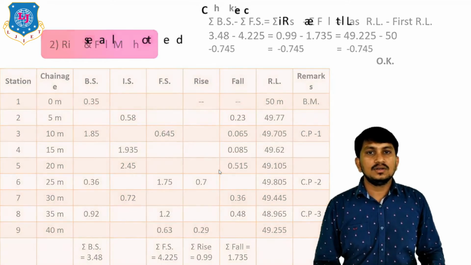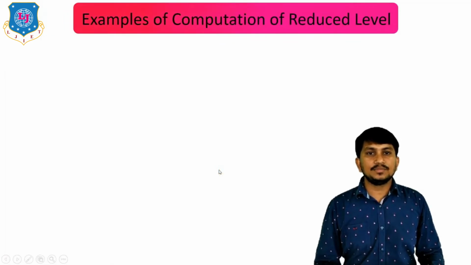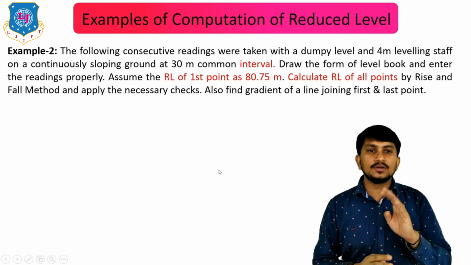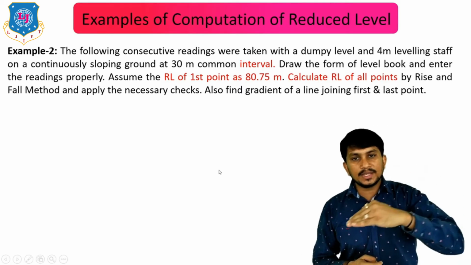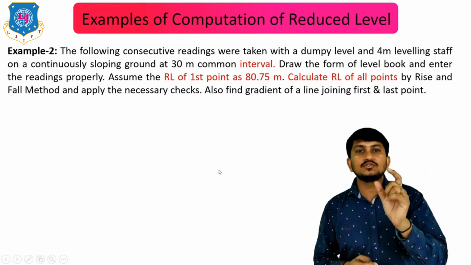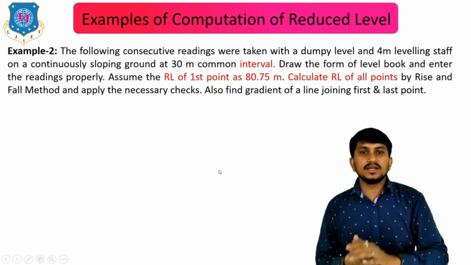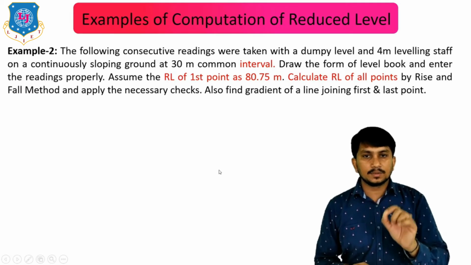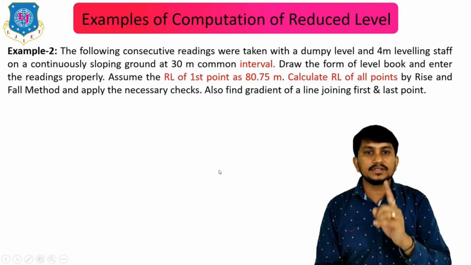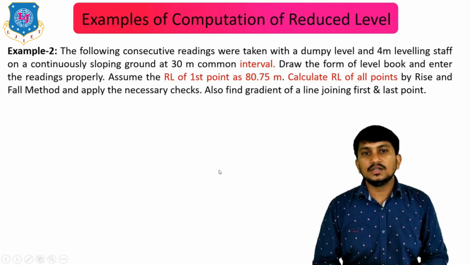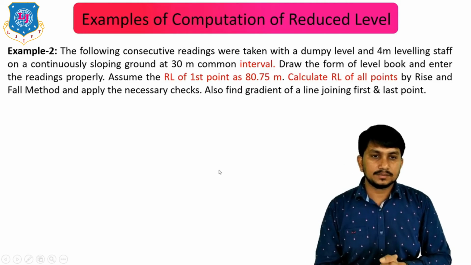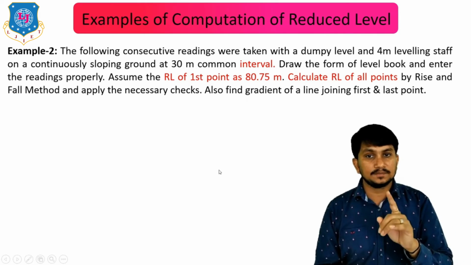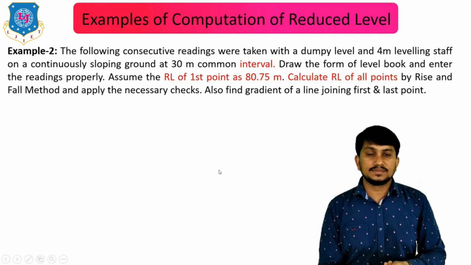Now let's move to the next example. The following consecutive readings were taken with a dumpy level and 4 meter leveling staff on a continuously sloping ground at 30 meter common interval. So 30 meter is the chain interval. Draw the form of level book and enter the readings properly. Assume the RL of the first point as 80.75. So this is the RL of the benchmark. Calculate the RL of all points using the rise and fall method only and apply the necessary checks.